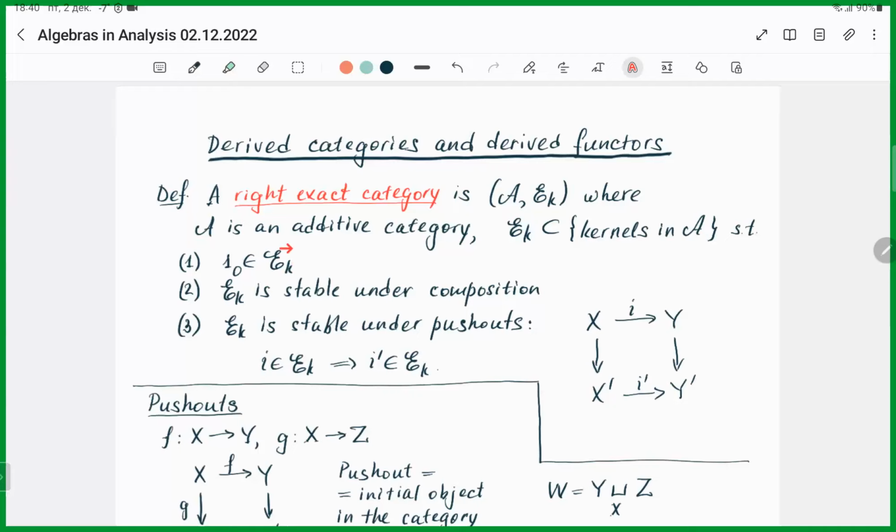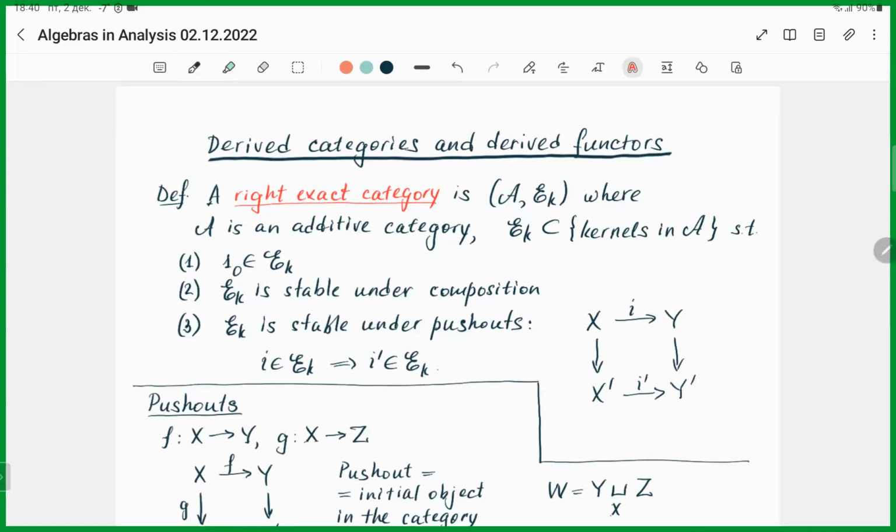First, the identity morphism of the zero object should belong to this class. Second, this class must be stable under composition. So the composition of two kernels belonging to E_K belongs to the same class. And finally, this class should be stable under push-outs, in the sense that if you have a push-out diagram here, in which i belongs to our specified class of kernels, then i prime also belongs to the same class.